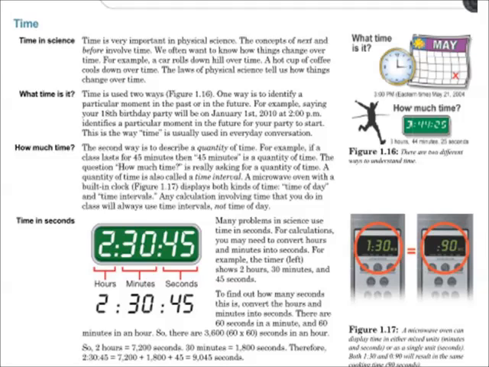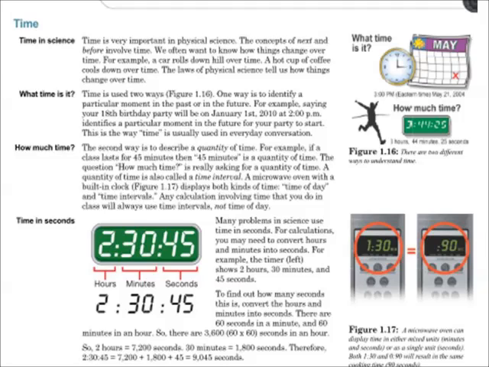Problems in science use time in seconds. For calculations, you may need to convert hours and minutes into seconds. For example, the timer at left shows 2 hours, 30 minutes, and 45 seconds. To find out how many seconds this is, convert the hours and minutes into seconds. There are 60 seconds in a minute and 60 minutes in an hour. So there are 3,600 (60 times 60) seconds in an hour.